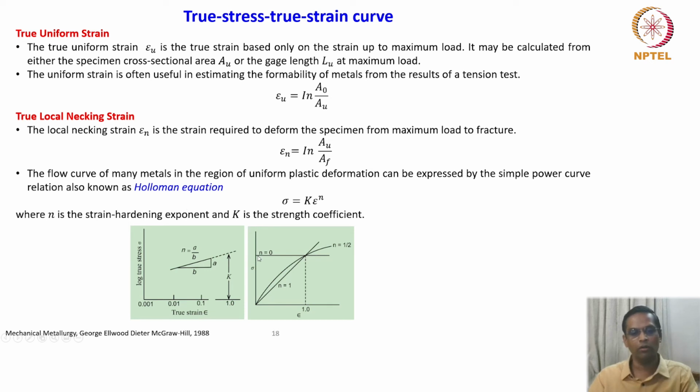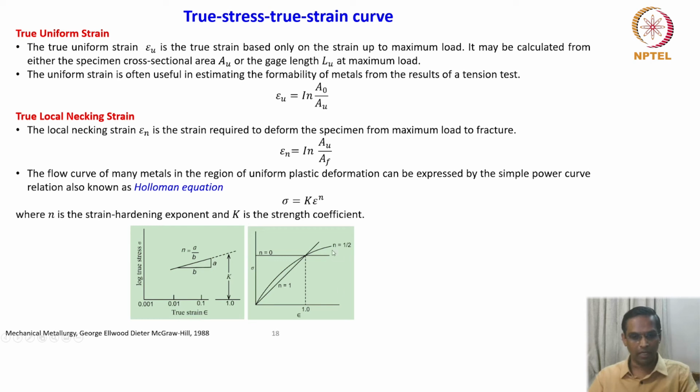If n is equal to 0, the stress strain curve will look like this. So what is the meaning of a stress strain curve appearing like this? It is perfectly plastic. And what is n is equal to 1? N is equal to 1 is a linear relationship, right? Perfectly elastic. And n is equal to half, the material undergoes kind of a strain hardening. So something like that.